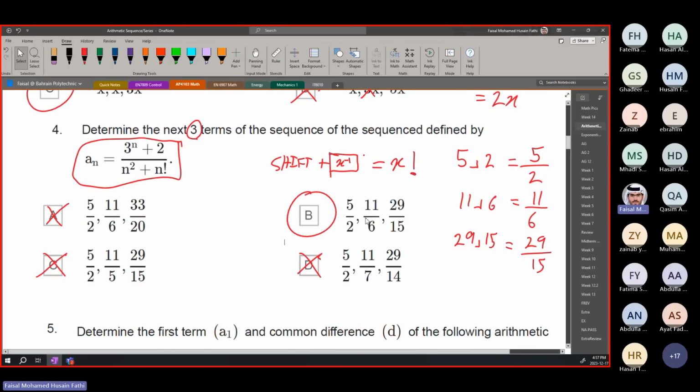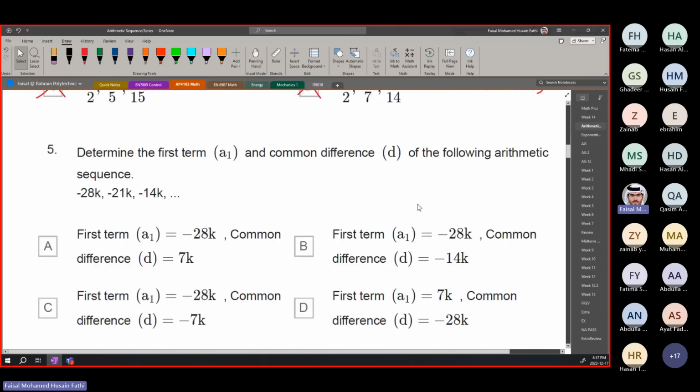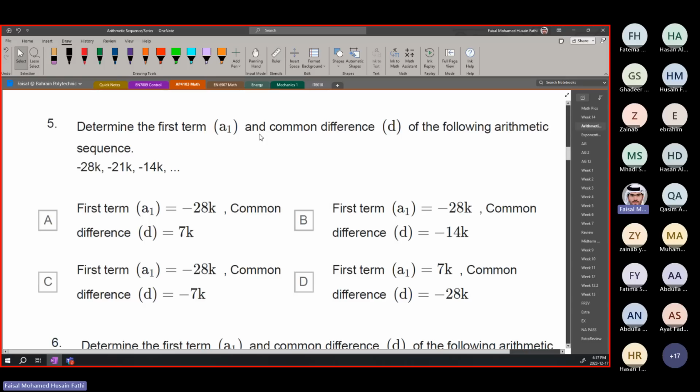Yes, again, if you're getting it in decimal, you hit SD on your calculator and it will show you in this form. All right? This basically means 5 divided by 2, 11 bracket 6 means 11 divided by 6, and so on. Next question. Determine the first term A1 and the common difference.